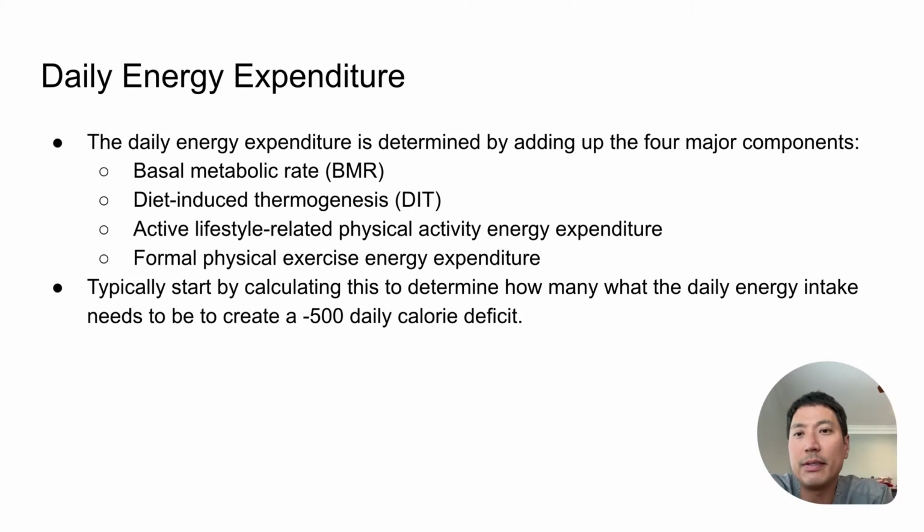So we'll start by calculating the daily energy expenditure. The daily energy expenditure has four major components. The first is the basal metabolic rate, or the BMR. The next one is the diet induced thermogenesis, or DIT. Next is active lifestyle related physical activity energy expenditure. And last one is formal physical exercise energy expenditure.